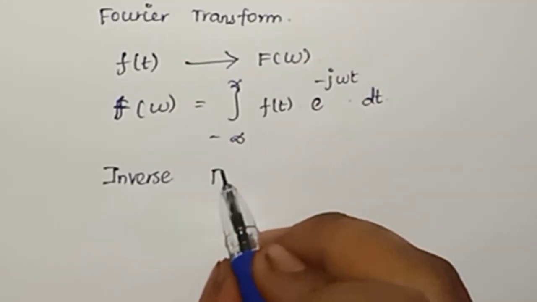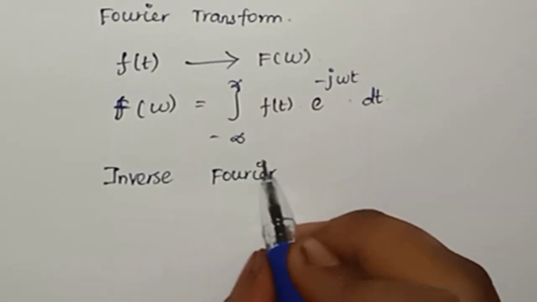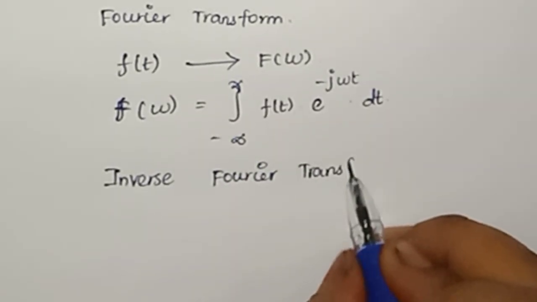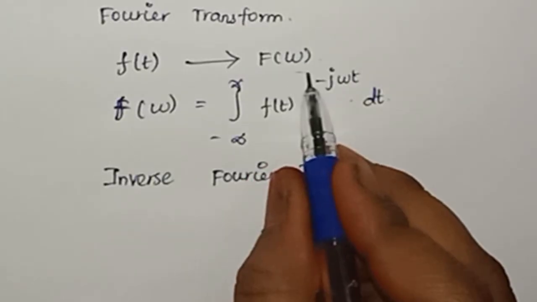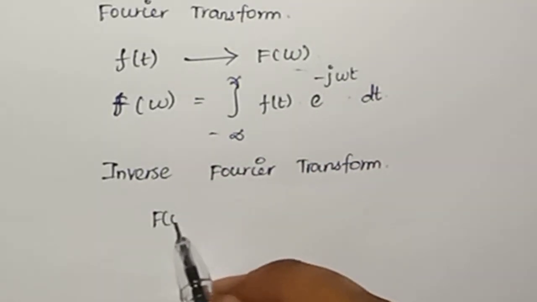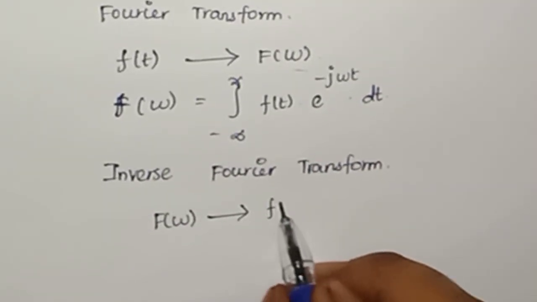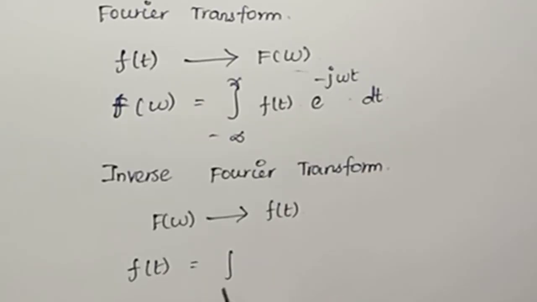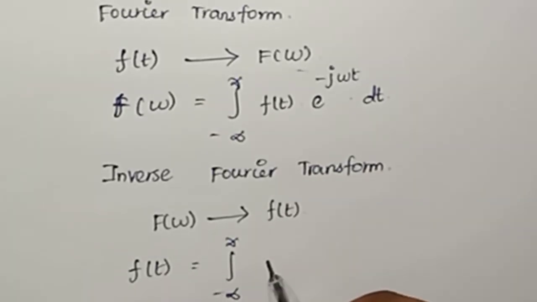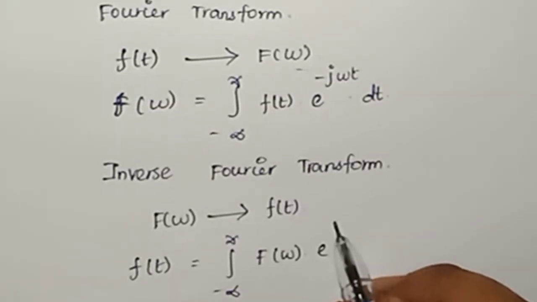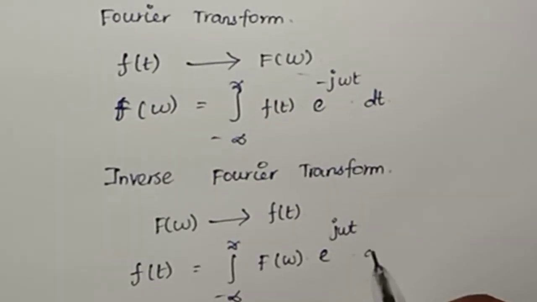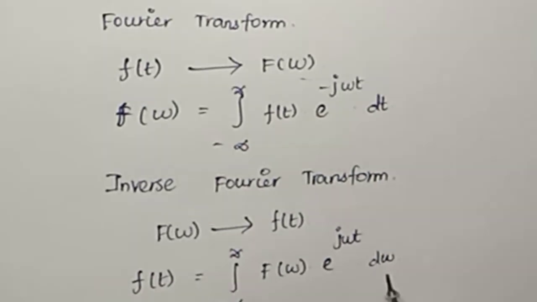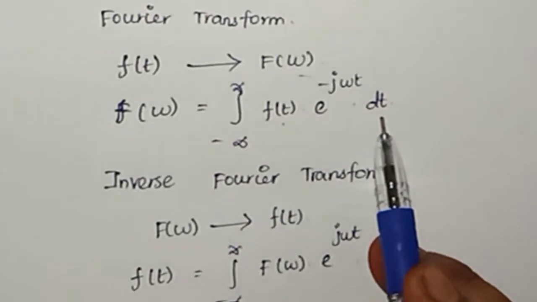In case of inverse Fourier transform, the formula will be, inverse, right? So frequency domain to time domain. That is F of omega to f of t. Then f of t equal to integration of minus infinity to infinity F of omega into e power j omega t into d omega. Must remember this.